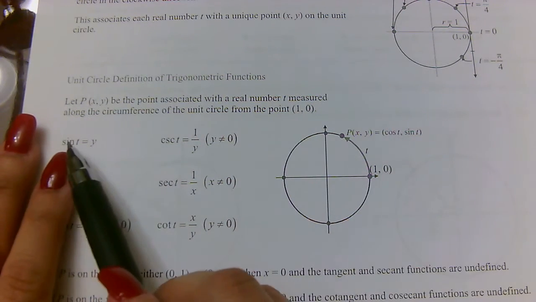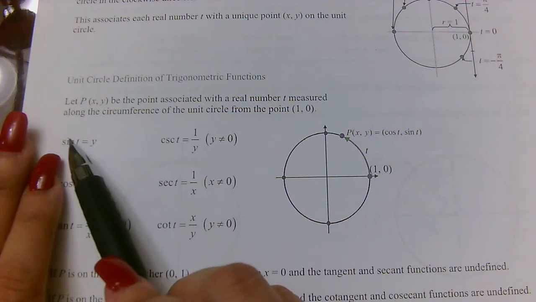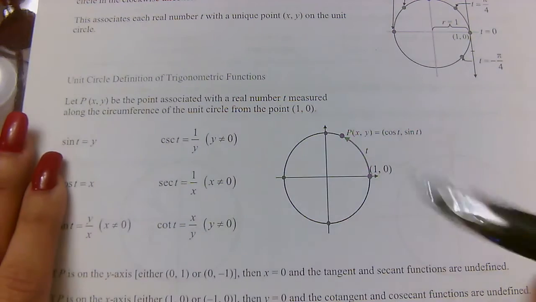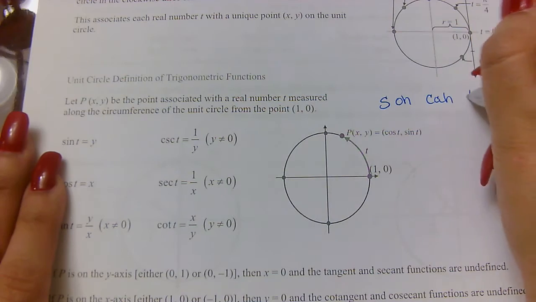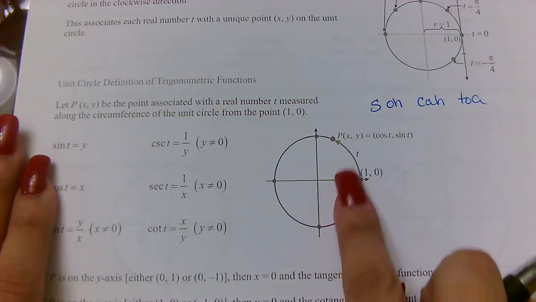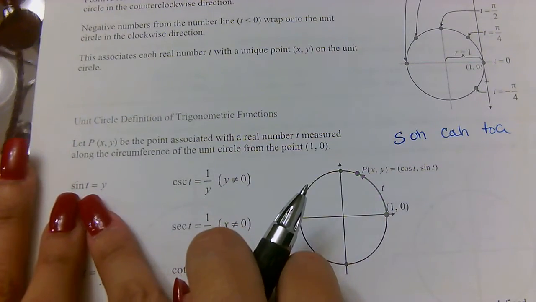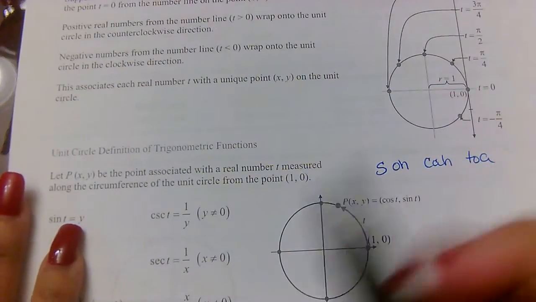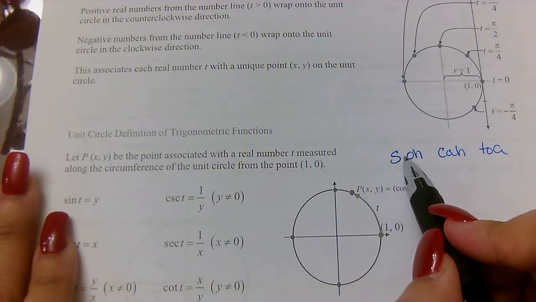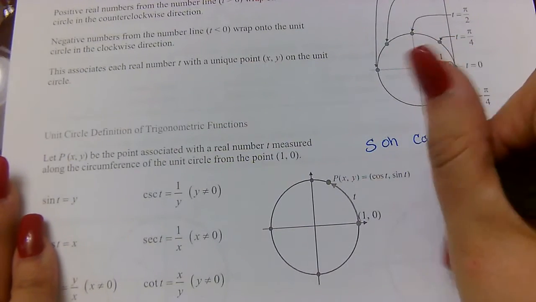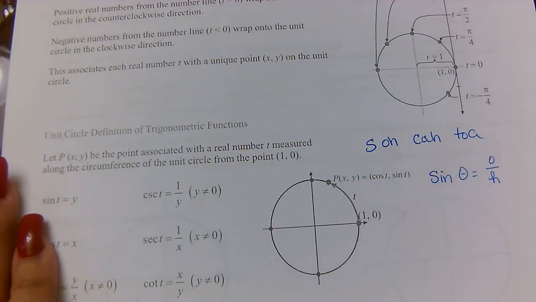So this: sine t is equal to y. Well, let's talk about that. If you remember your SOHCAHTOA, I'm going to go ahead and put that here. SOHCAHTOA. That's what we're using to identify all these specific points. So let's go back to sine. Sine t is equal to y. Well, sine is equal to opposite over hypotenuse. So here I can say sine of theta is equal to opposite over hypotenuse.